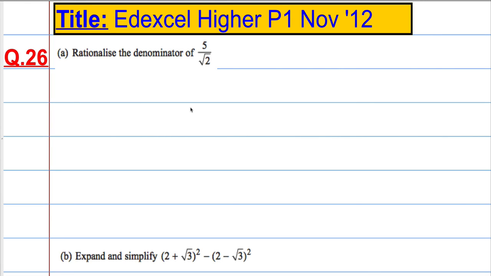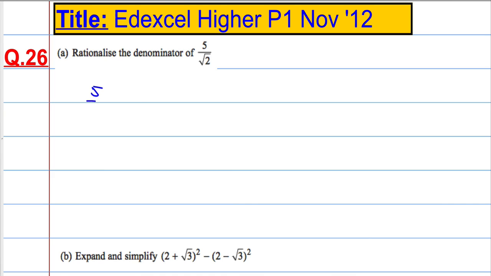Question 26 is on surds. Part A, we're asked to rationalise the denominator. At the moment, because the denominator is a surd, it's an irrational number. I need to rationalise that. That means make it a rational number. So there's a little trick we have to do this.